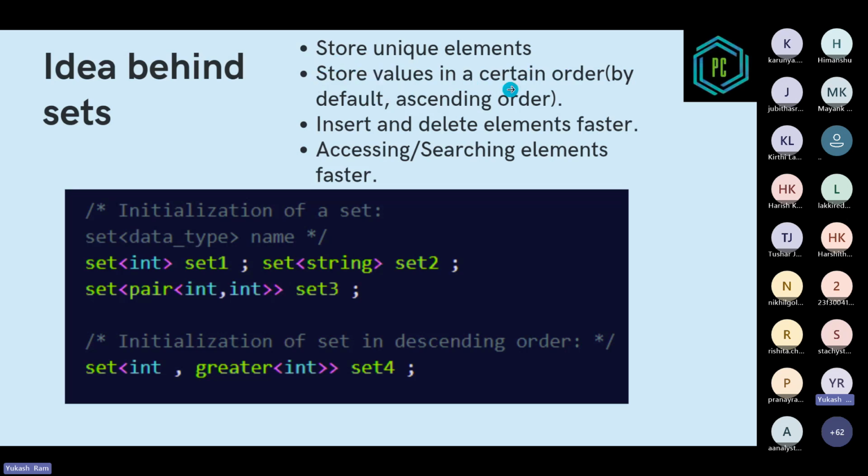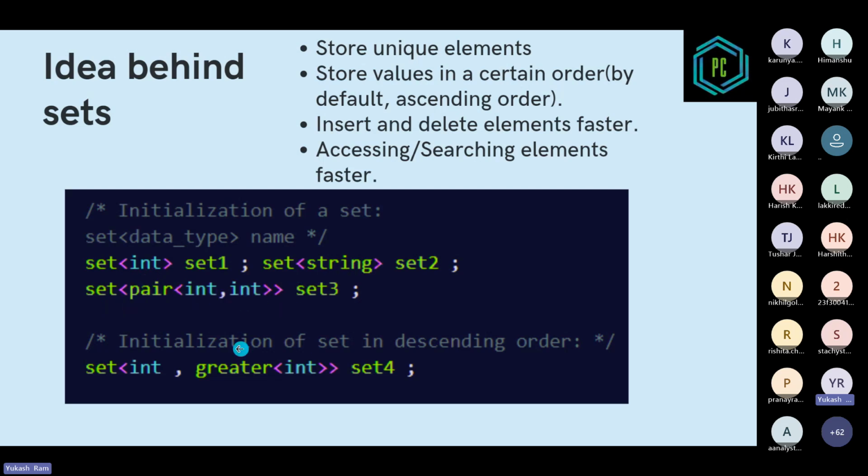Again, the values are stored in a certain order. By default, it's ascending order. Same, insert and delete elements faster and searching elements faster. So this is how you can initialize a set: set, a data type, and give the set's name. The data type can be anything.